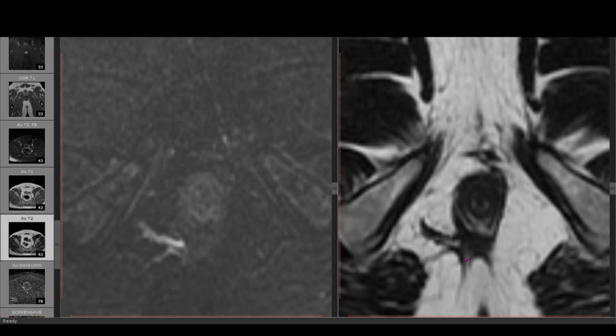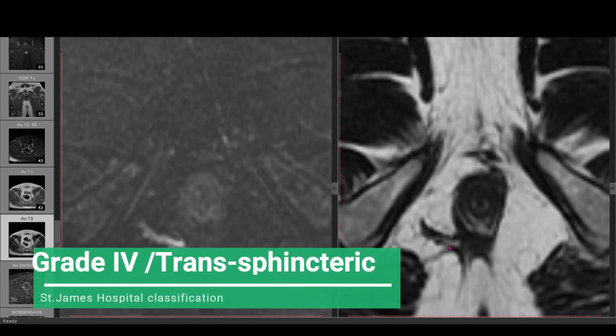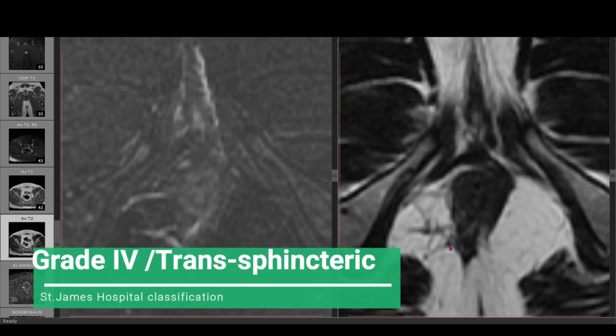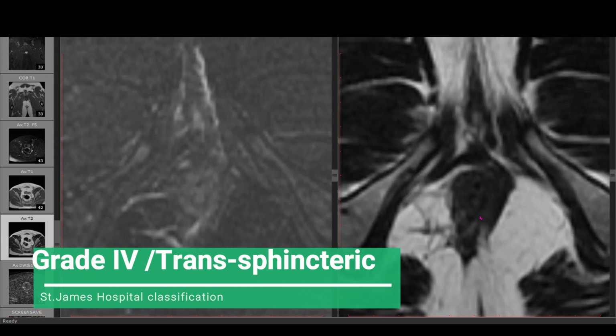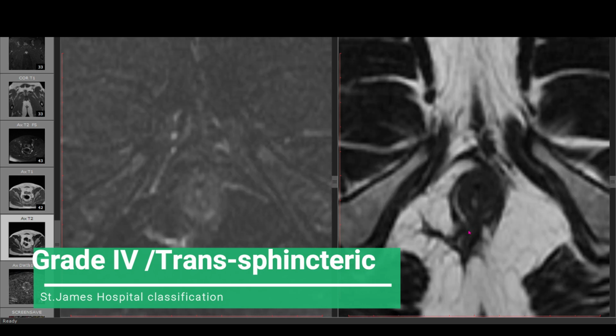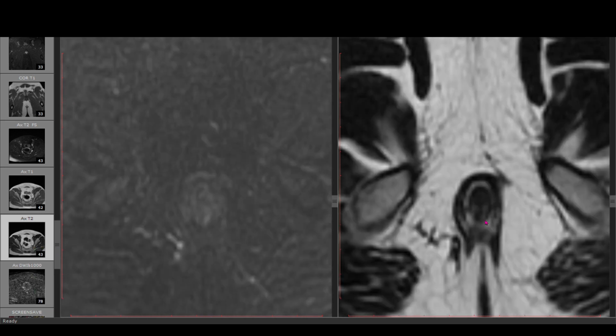But what else is there? We have an additional tract here. So it has become a complex fistula. So this is grade 4 by default. Okay, now about the internal opening. You can see the transsphincteric fistula is going like this, and you can see faintly some hyperintense area here. So it is almost opening into the lumen at 4 to 5 o'clock position. Okay.